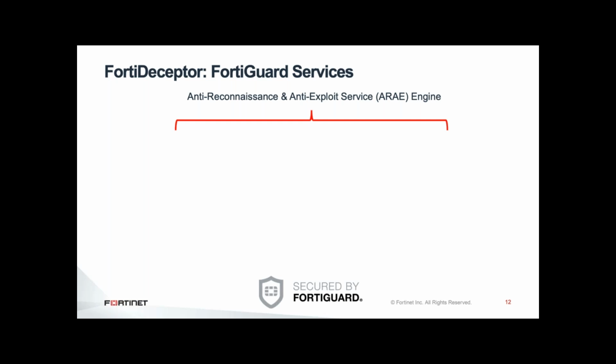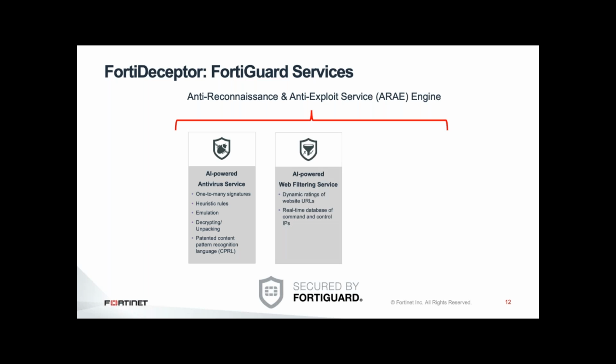It's not just a honeypot, there's also a lot of intelligence behind it, and it's actually something they already have, and they combine it to create a powerful engine. So the anti-reconnaissance and anti-exploit service engine. It's based on the antivirus service that Fortinet already has. Combined with web filtering service, we have a lot of information. We have a huge IP botnet database, and we also have a very powerful IPS engine. With our IPS engine, we can detect all kinds of exploits and attacks. So all this information combined make sure that we have the right analytics to detect attacks on our honeypots.